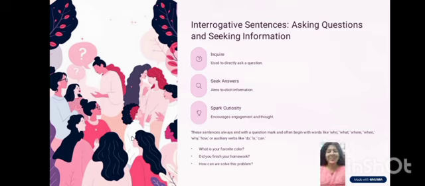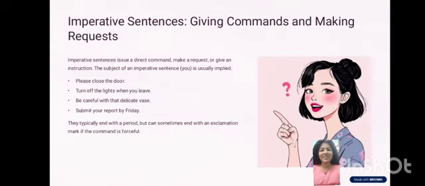Let's look at interrogative sentences point-wise. The specialty or the function: it is used to inquire, that is, used to directly ask a question, seek answers, elicit information, spark curiosity, and encourage engagement and thought. Examples of these sentences include: What is your favorite color? Did you finish your homework? How can you solve this problem? Etc.